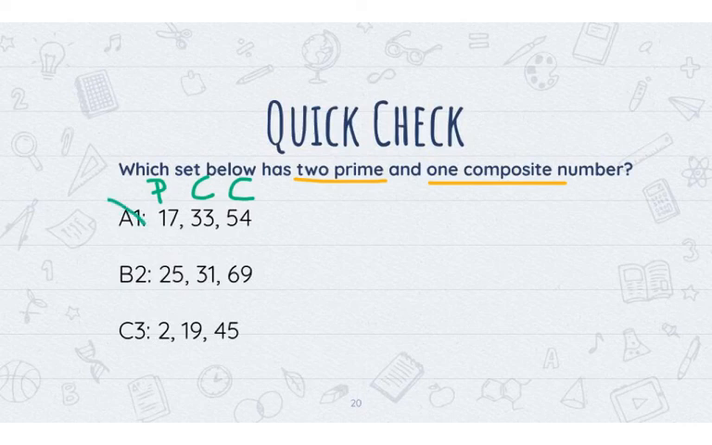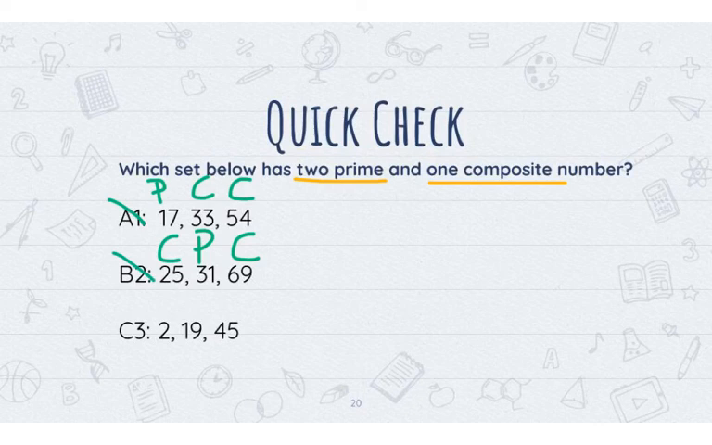25, 5 times 5, so that makes that a composite. We know from before, 31 was a prime number. 69, 69 divided by 3. I can use my little calculator, and that is 23, so that makes that a composite number.